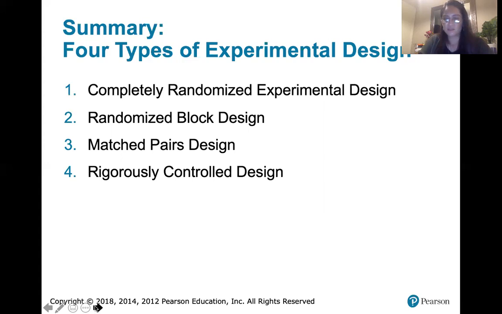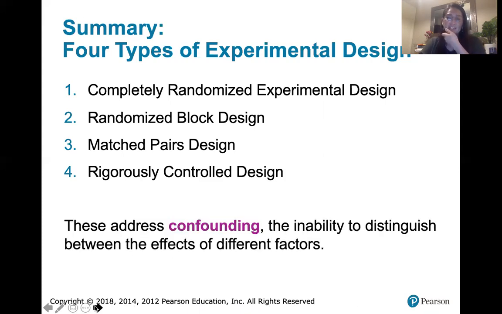And then you've got rigorously controlled design, which is rigorously controlled because you find people that have identical characteristics that are important to the intended effect, or the expected effect, of the treatment. And you put them into the treatment and placebo groups. So all of these can address what's called confounding. Again, that's the inability to distinguish between the effects of different factors.